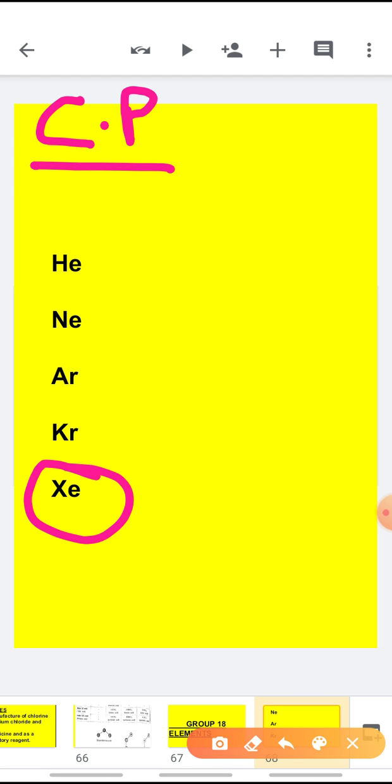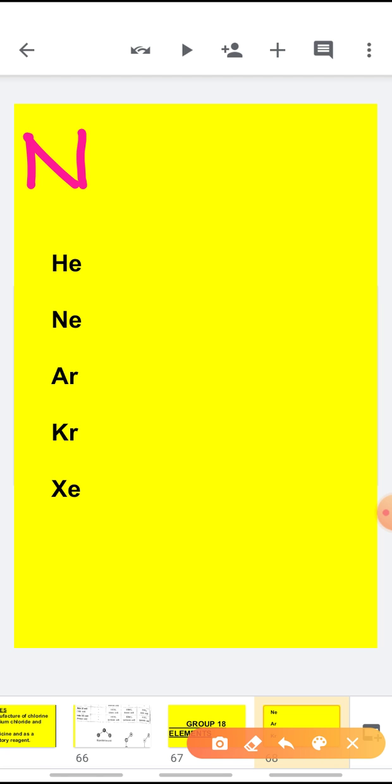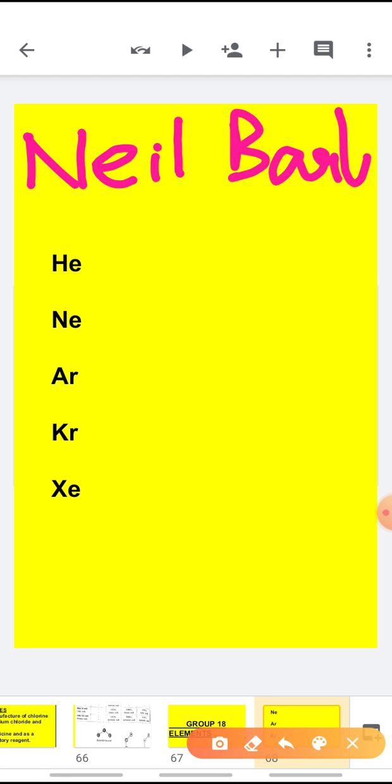And who discovered these compounds? Neil Bartlett was the scientist who discovered the compound of xenon. And what made him come to this conclusion that xenon can form compounds? This question also came in the board exam once: what inspired Neil Bartlett to form a compound out of xenon?